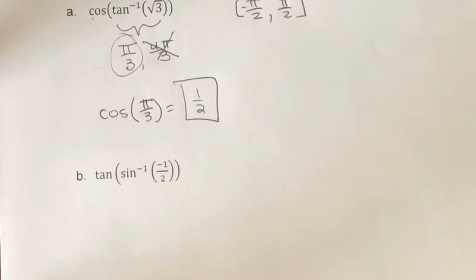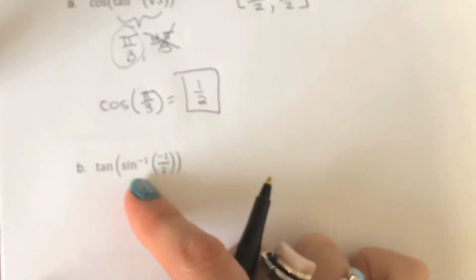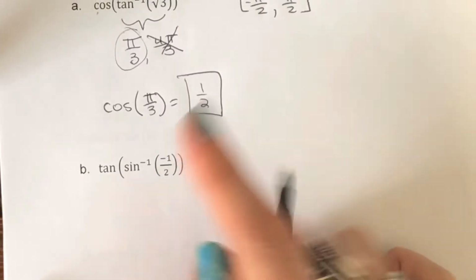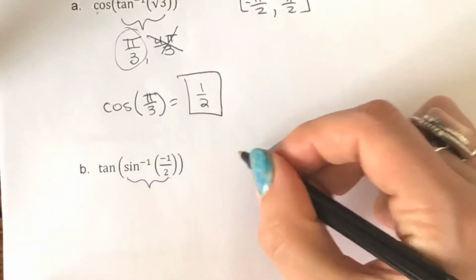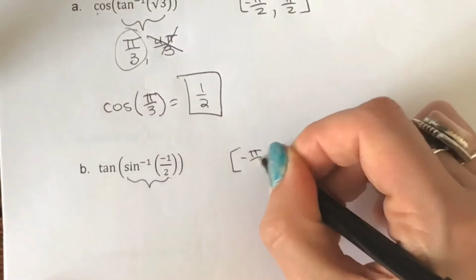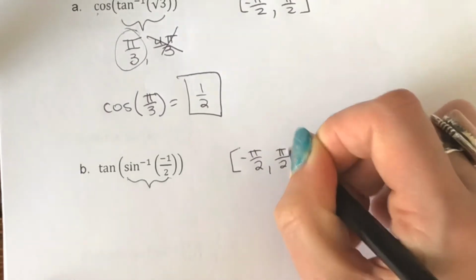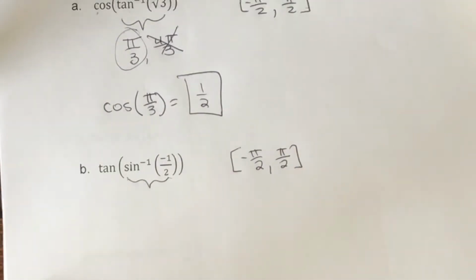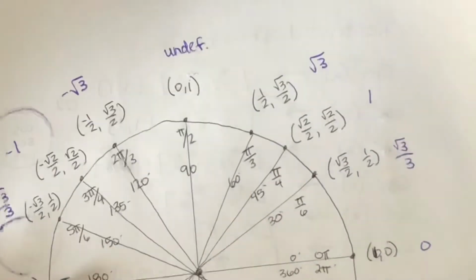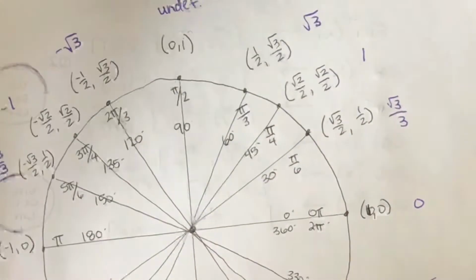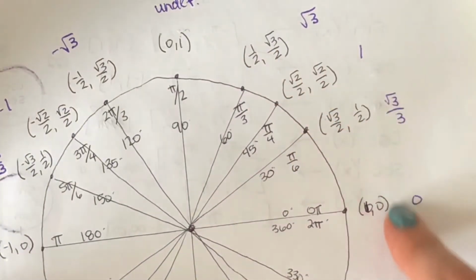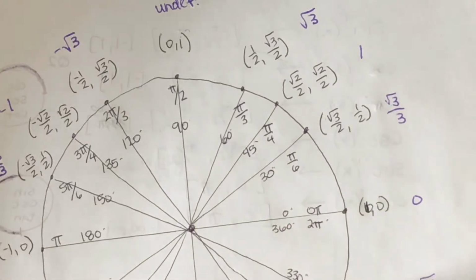Okay, let's try another one. So this time we're doing tan, so what's tangent of the inverse sine of negative 1/2? So again, we're going to start on the inside. Inverse sine, remember, only goes from negative pi halves to pi halves. So we really only care about that half of the unit circle. So we're looking at this half right here. We want to know when it is equal to negative 1/2, right? So if I look at my sine values, that would be right here.